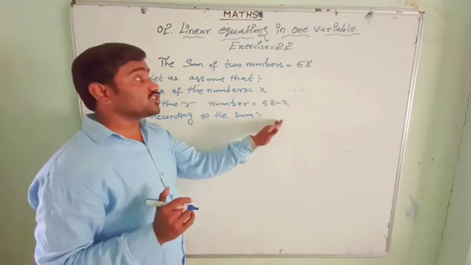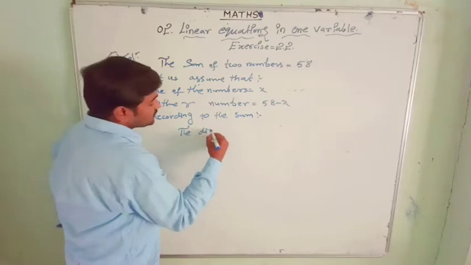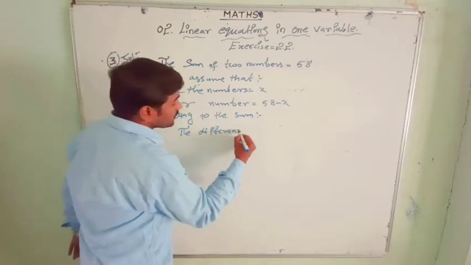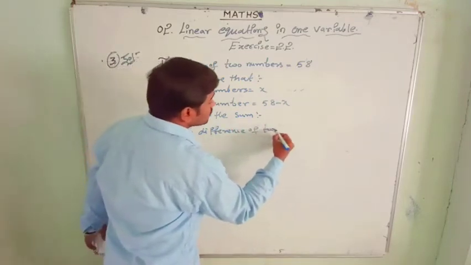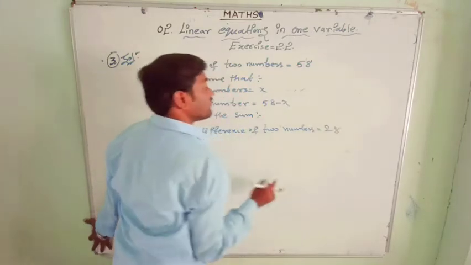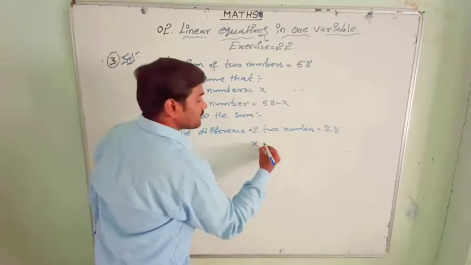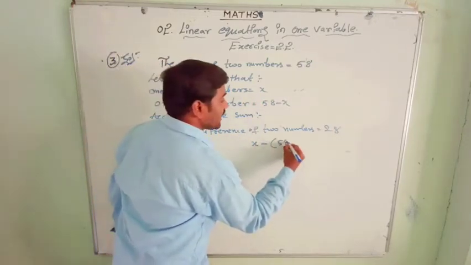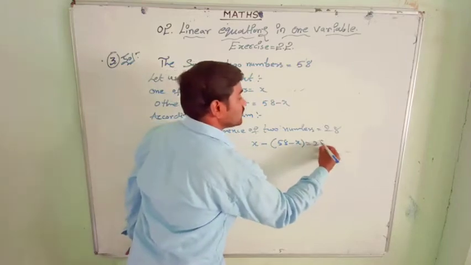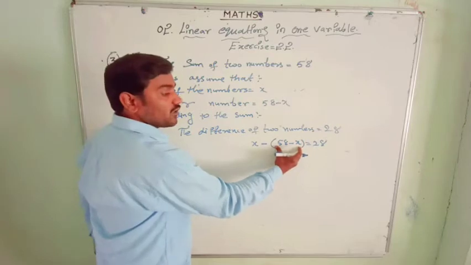The difference of these two numbers is equal to 28. When you subtract these two numbers, you get 28. Let us subtract: x minus (58 minus x) is equal to 28. We are subtracting. This is one number, this is the other number, so we are subtracting the whole number.